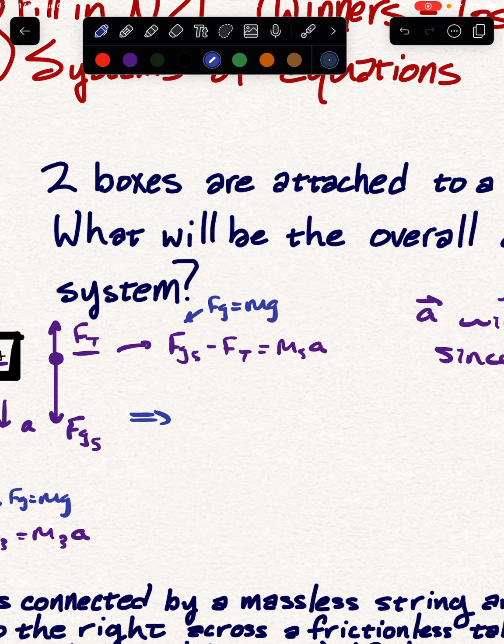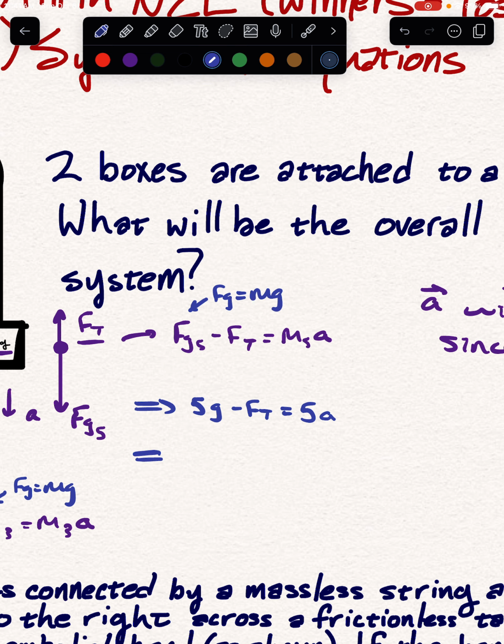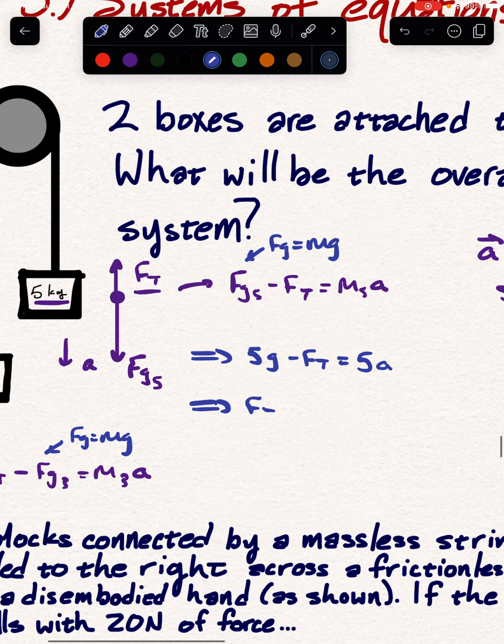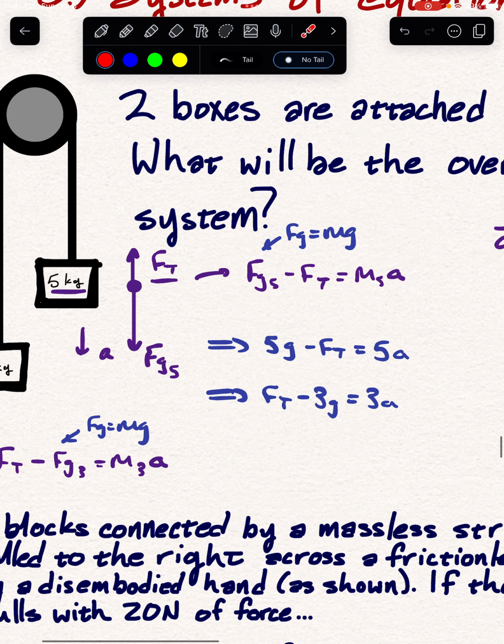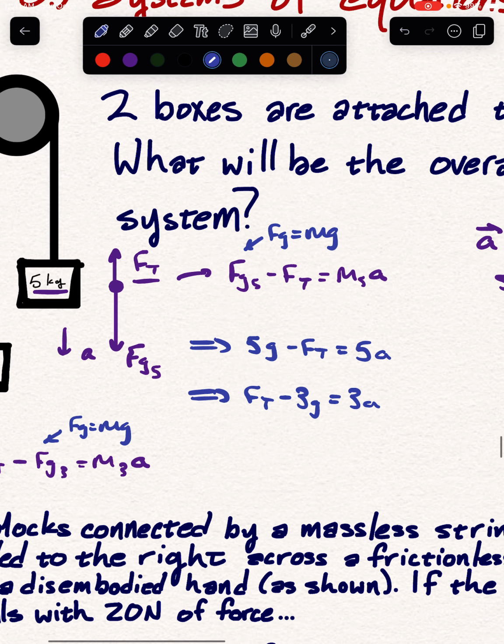So instead of this, we're going to say 5 times g minus the force of tension equals 5 times a, because I'm plugging in those masses. And then for the other one, we're going to say force of tension minus 3g, because that's its mass, is equal to 3a. And so this is why I think it's really important when you're writing out your equations to keep in specifically which mass it is, because as you can tell, we're going to get a bunch of m's and a's and Fg's and Ft's in here, and it's going to get really easy to mix those up if you don't set it up nicely.